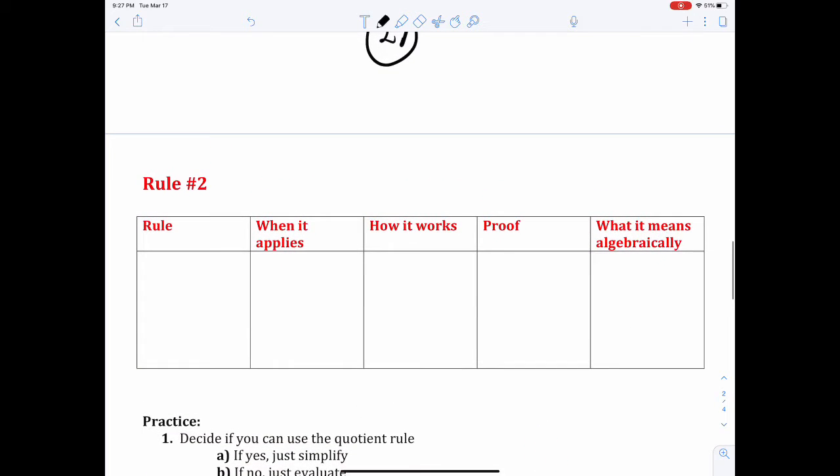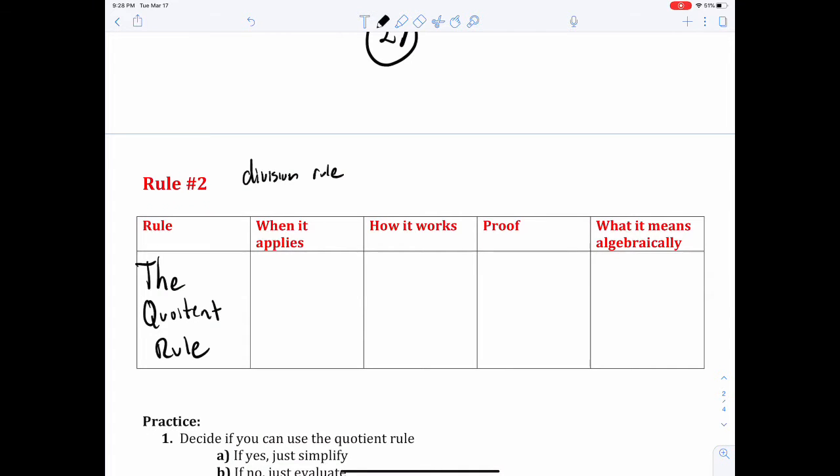So, this is the quotient rule. And again, like last time, I'm asking myself, what does quotient mean? Where have I heard that before? Quotient, that's definitely a math word. That really just means the division rule. Quotient means division.